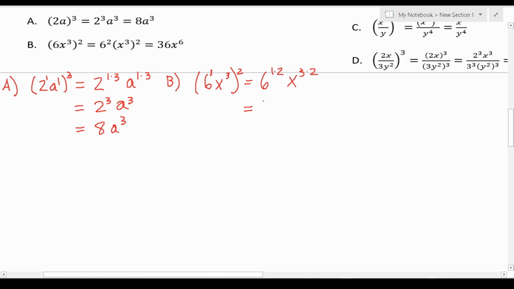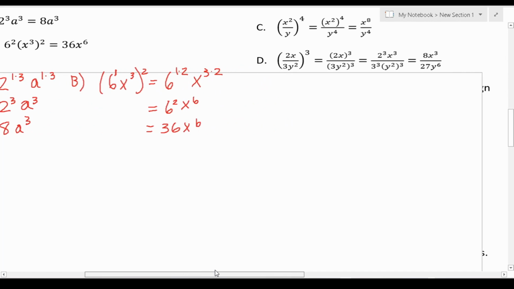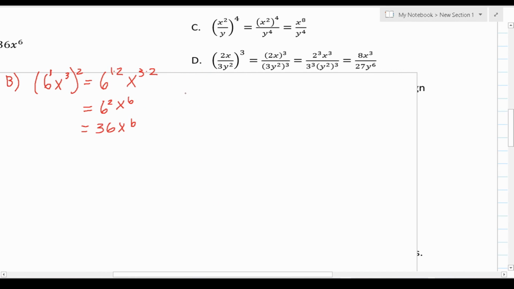6, 1 times 2 is just 2, so that's 6 squared. X, 2 times 3 is 6. 6 squared is 36x to the 6th. Again, it's just the power rule applying to everything inside parentheses. All right, let's look at C.